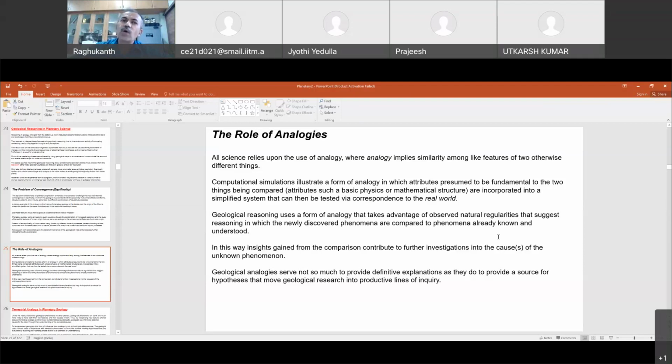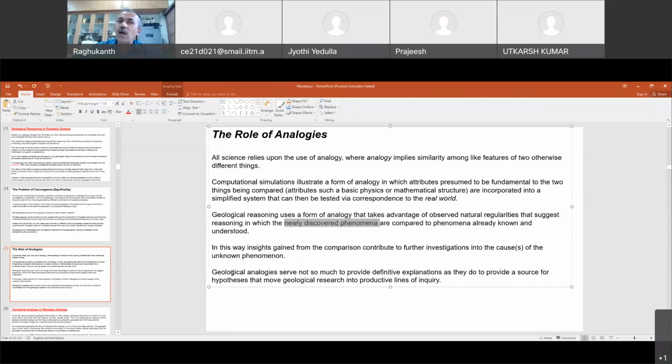Like I already told you about the plate tectonics theory also. So for newly discovered phenomena, if you want to explain anything new, we compare it with already existing phenomena which we understand very thoroughly, and then make an analogy. We comment on how this would have formed. In this way, insights gained from comparison contribute to further investigation of the unknown phenomenon itself.